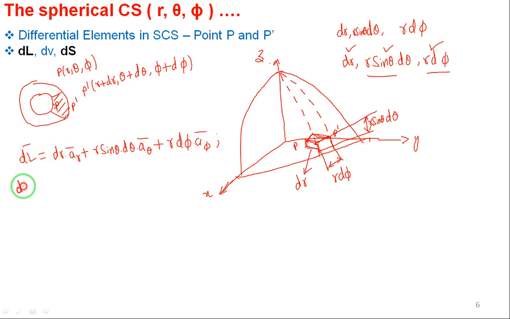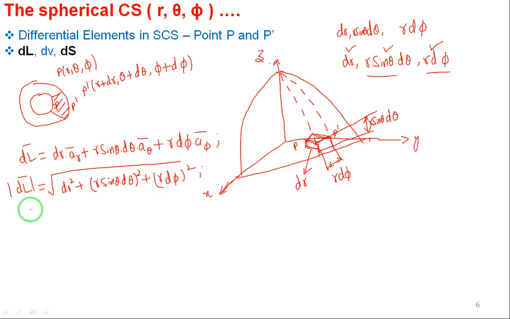Then if I want the magnitude, take the magnitude, so that the distance between point P and P dash is the square root of dr squared plus (r sin theta d theta) squared plus (r d phi) squared. So this is the differential length, the magnitude between point P and P dash.